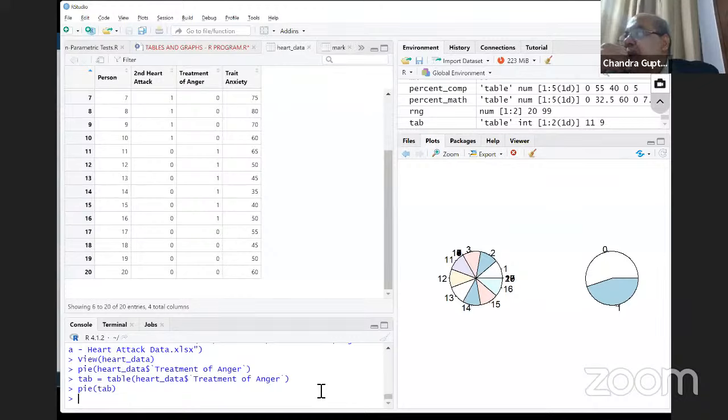But can't we make a pie chart of the string variable? No, Kavita, I've seen, I'm not able to make the pie chart with the string. At least I'm not aware of it.